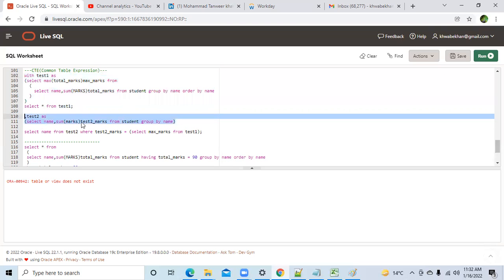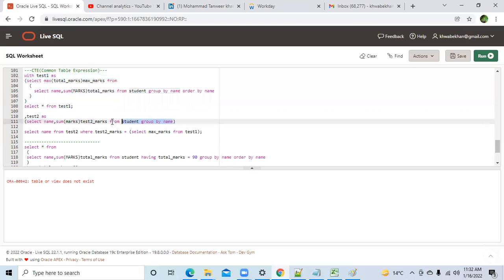Now tell me, from this, at a very high level, what I'm trying to do. We are executing this inner query, and this result we are bucketing into the test2 table. Perfect. So here I'm telling SQL to first of all execute this query, and then the output of this, whatever is coming, please keep it in test 2, the test2 bucket.